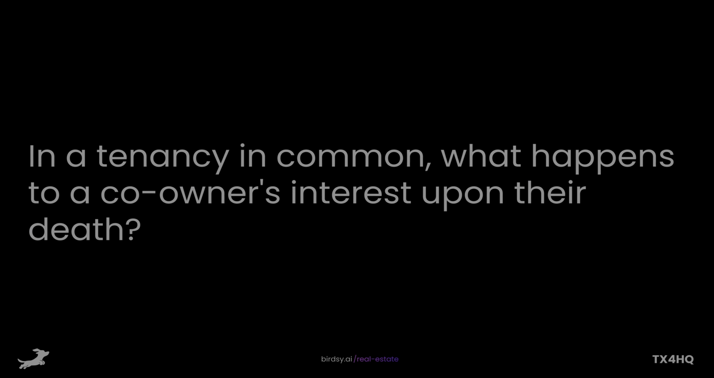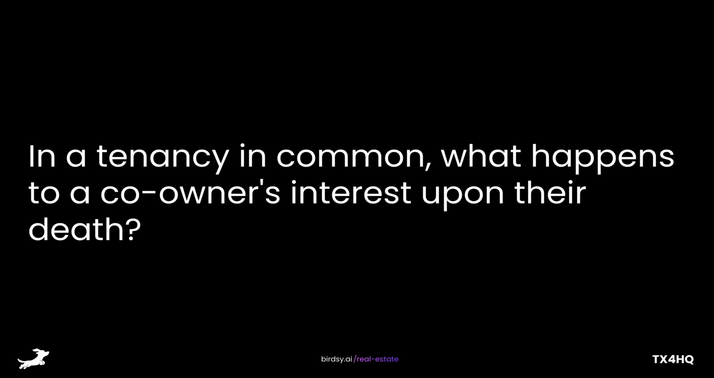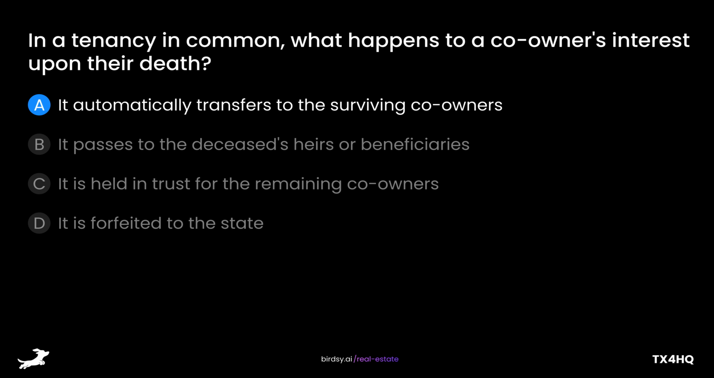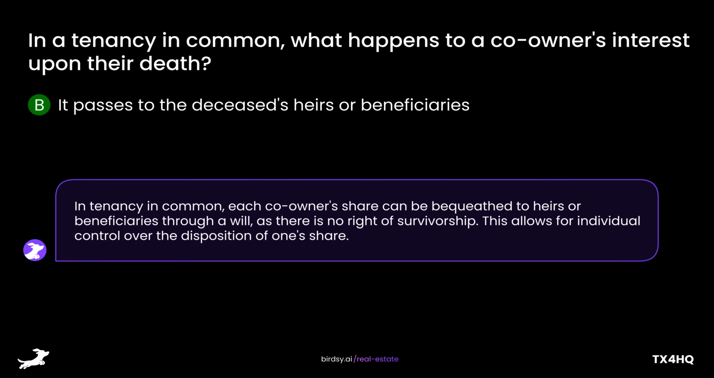In a tenancy in common, what happens to a co-owner's interest upon their death? Is it A. It automatically transfers to the surviving co-owners? B. It passes to the deceased's heirs or beneficiaries? C. It is held in trust for the remaining co-owners? Or D. It is forfeited to the state? The answer is B. It passes to the deceased's heirs or beneficiaries. In tenancy in common, each co-owner's share can be bequeathed to heirs or beneficiaries through a will, as there is no right of survivorship. This allows for individual control over the disposition of one's share.